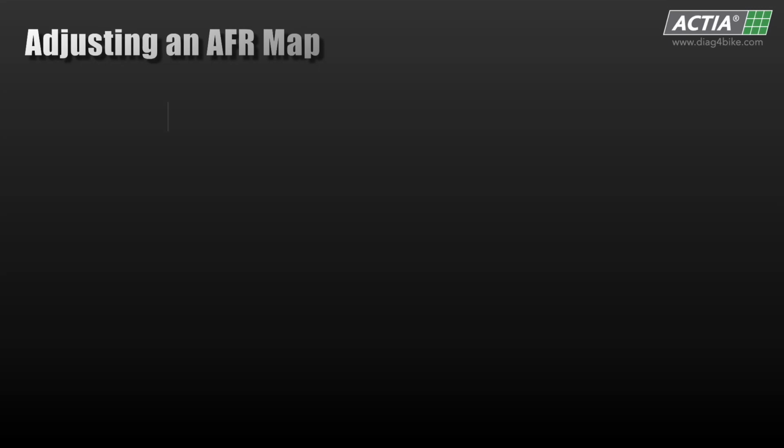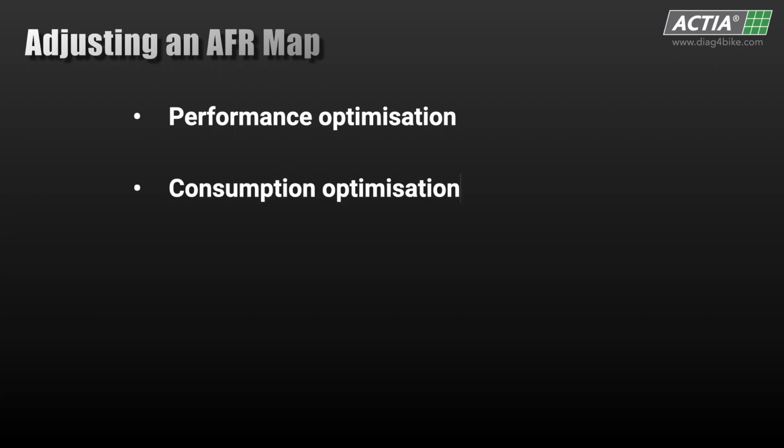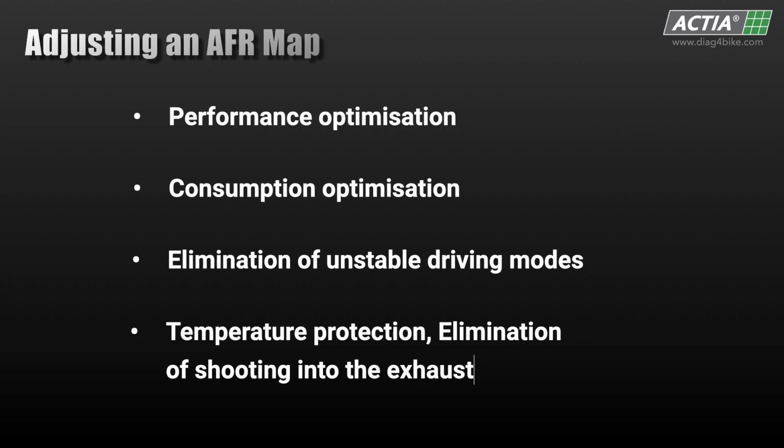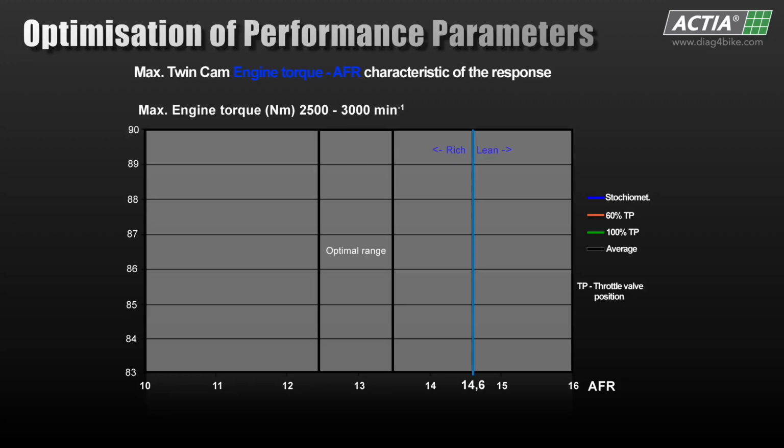Suitably adjusting the AFR map allows us to optimize performance parameters in relation to the economy of engine operation. We are also able to greatly increase driving comfort and eliminate certain unstable driving modes. Adjusting performance settings also allows us to curb backfires. This optimization of performance parameters is based on results of performance measurements on a twin-cam engine.